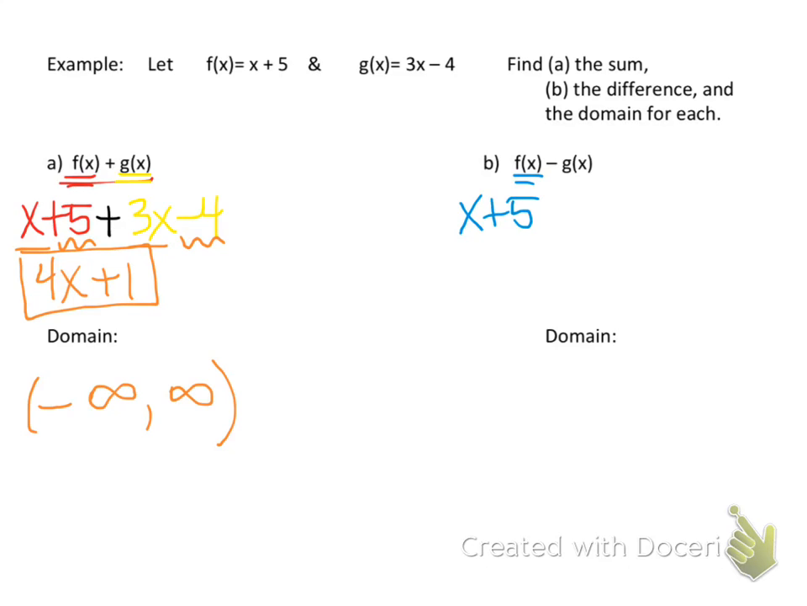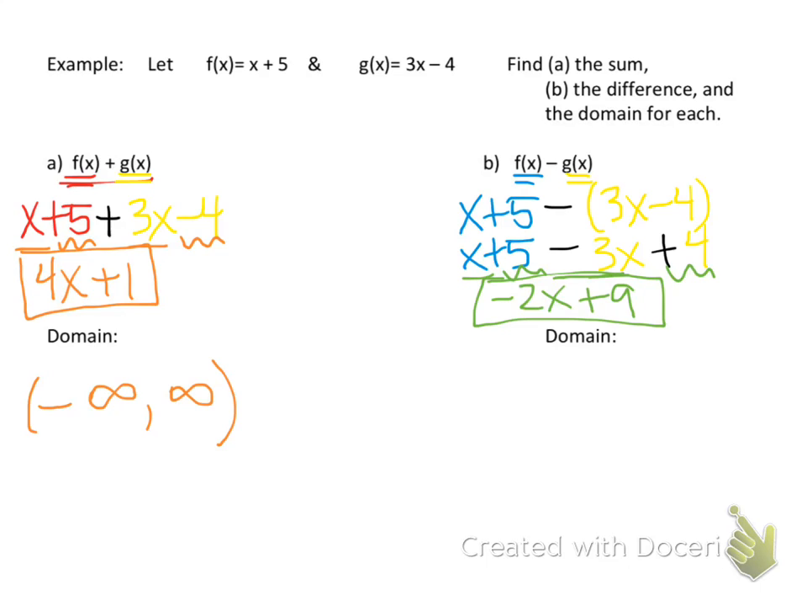Now let's subtract. Again, we take the f function, but remember that when we're subtracting, we need to make sure that we distribute that subtraction across the whole function. So make sure that you're putting the function you're subtracting in parentheses. When we distribute the negative, we get minus 3x plus 4. Then combining like terms, we'll get negative 2x plus 9. Again, we can put in any number, positive or negative, into our x value, so our domain will be negative infinity to positive infinity.